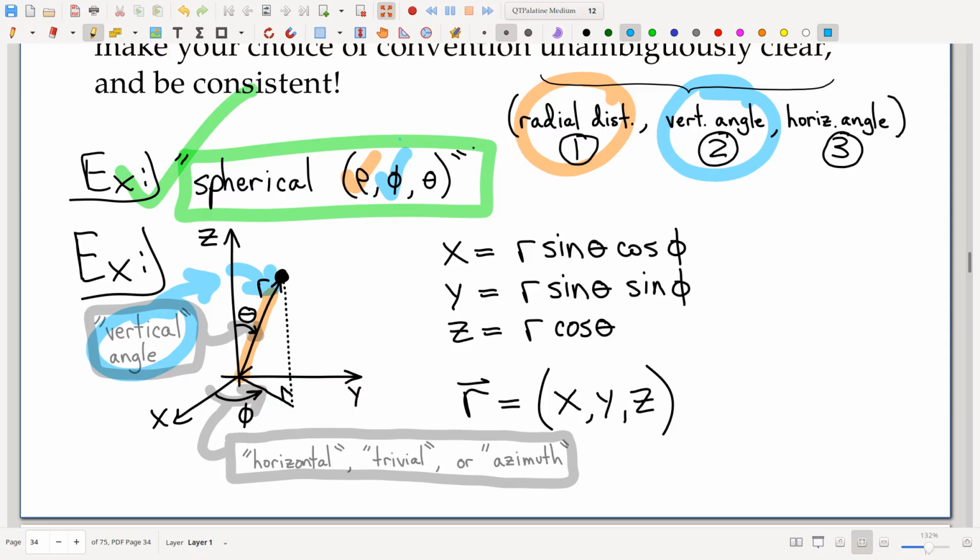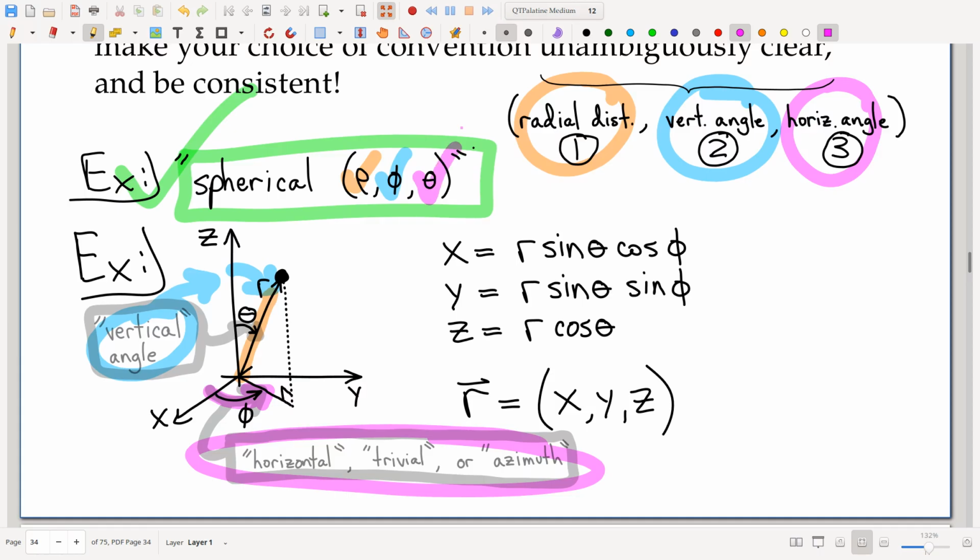And then whatever you list third is what is commonly called the horizontal angle, sometimes called the trivial angle, sometimes called the azimuth, which is pretty antiquated terminology. But to me, I just call it the trivial angle. Whatever you list third is understood to be the trivial angle, and again, in our typical convention, that's theta.